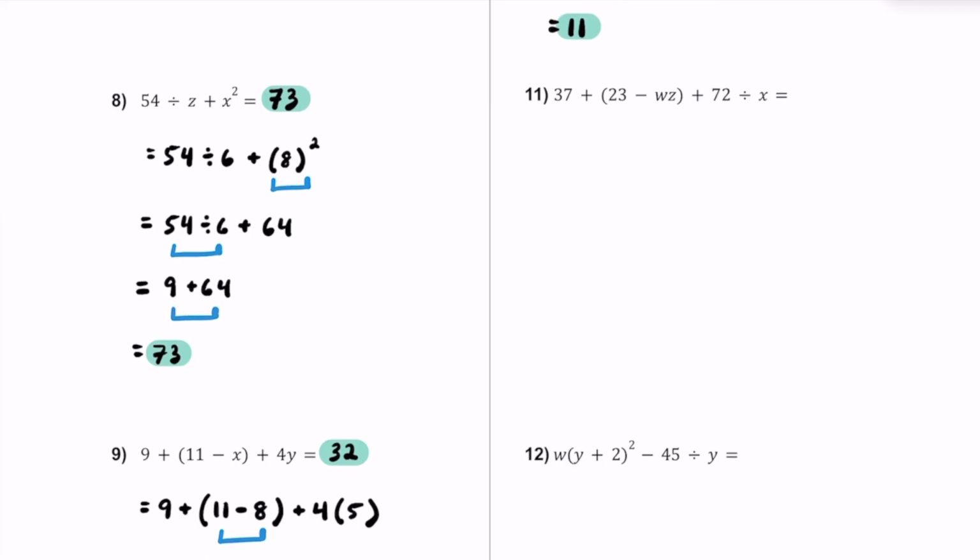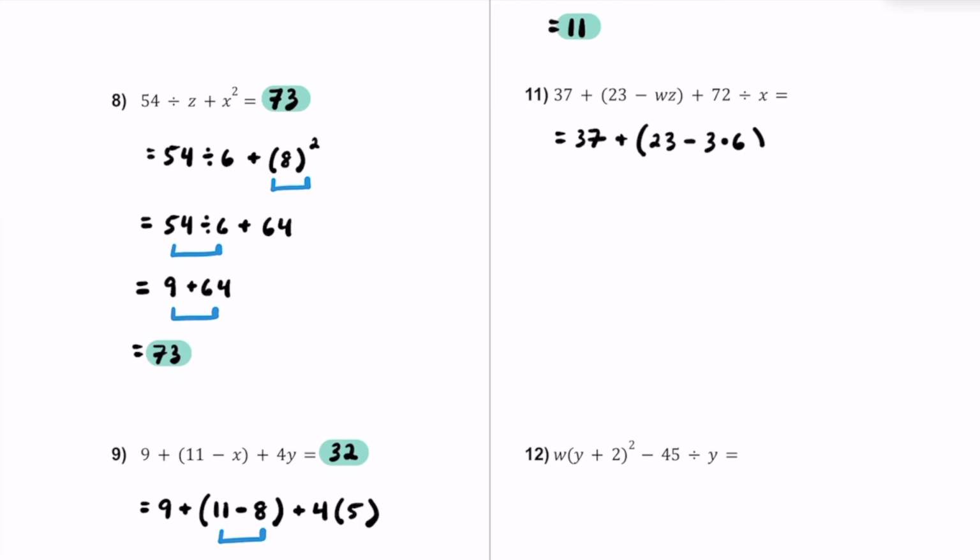For number 11, we have a little bit longer of an expression here. We have 37 plus the quantity of 23 minus wz, or w times z, plus 72 divided by x. So let's go ahead and substitute in first. We have 37 first on the outside here, plus, and then in parentheses, we're going to have 23 minus w times z. Now w is 3 and z is 6, so I'm going to write 3 times 6.